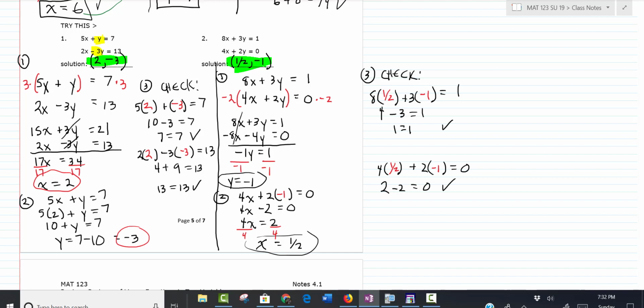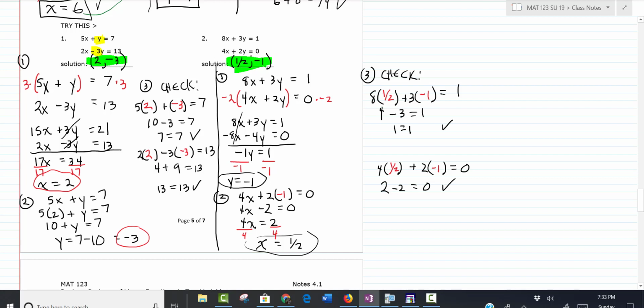Regardless of how you do that, you'll always get the same answer. There's only one answer to these problems. You know, you either just get one answer or you get no solution, or you can get all real number solutions. All right, so there's no other answer to that problem.